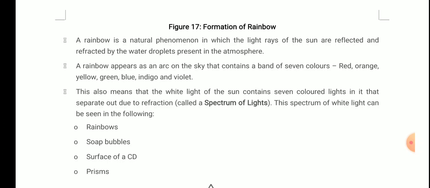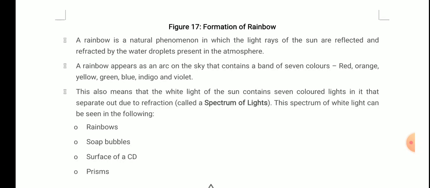So what is refraction? Refraction means when light travels from one medium to another. You can see that the light is traveling from air to the water droplet. So that is a change in the medium, that is the refraction. And what is reflection? We have told you that it is when the light bounces from a reflecting surface. So that is reflection. Clear? So a rainbow is a natural phenomenon in which light rays of the sun are reflected and refracted by the water droplets present in the atmosphere.